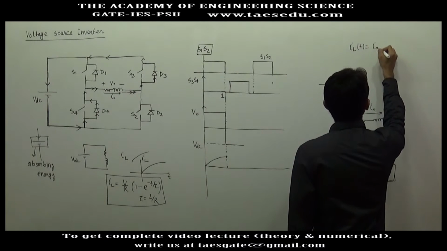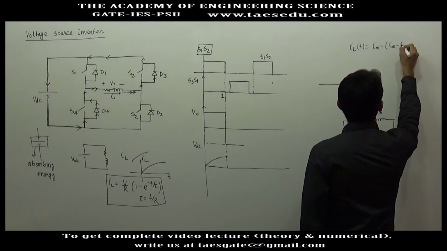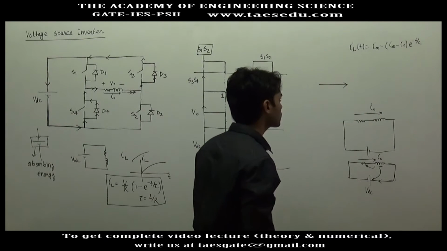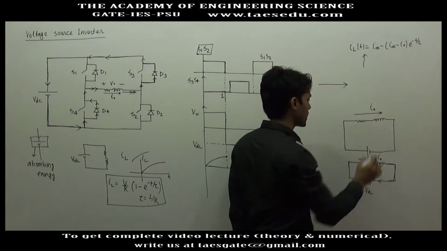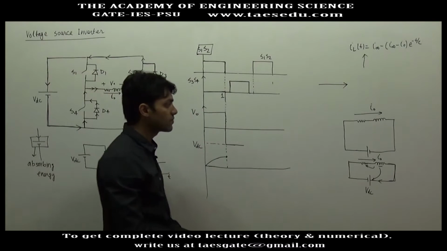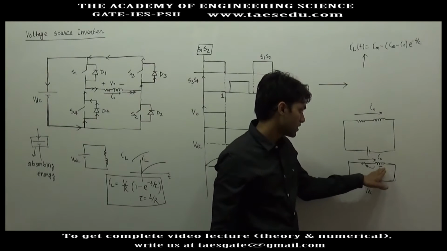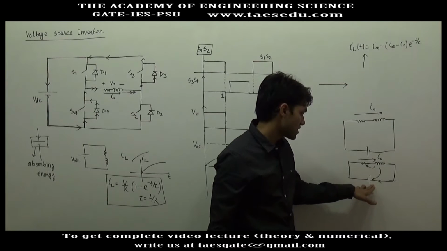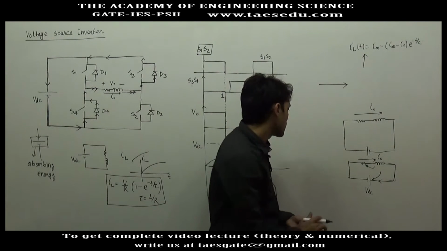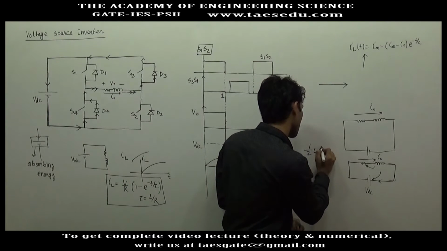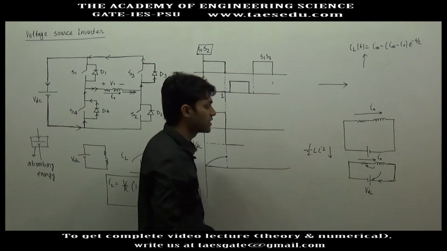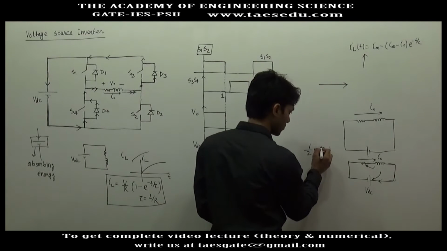I_L(t) will be I infinity minus (I infinity minus I naught) into e to power minus t divided by tau. But calculating the exact equation of current is not important. I just want to show you that the stored energy of inductor is being dissipated in source as well as in resistance. So the stored energy of inductor, half L i square, will decay very rapidly. And how will this energy decay?